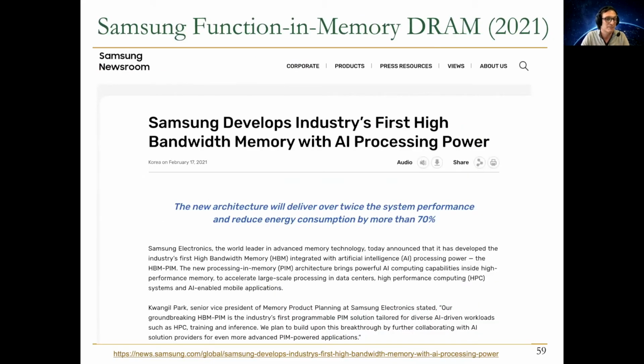This is also in the processing in memory space. And you can see that this is a press release by Samsung, which is clearly a major memory company. There are three major memory companies. Samsung is the one that has the highest market share, let's say. And these folks basically said they have developed a new processing in memory architecture that is specialized for machine learning applications. And they claim that they can reduce the energy consumption by more than 70%, as you can see. So this is actually very exciting, in my opinion.